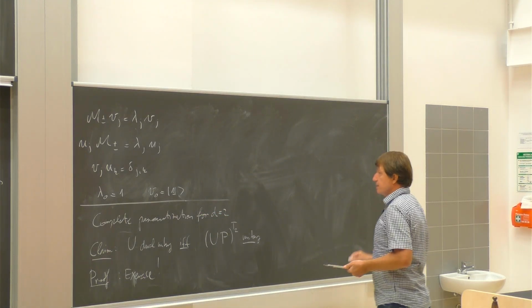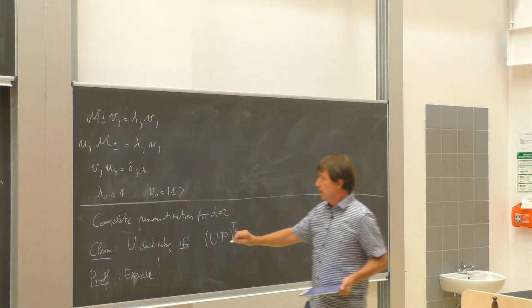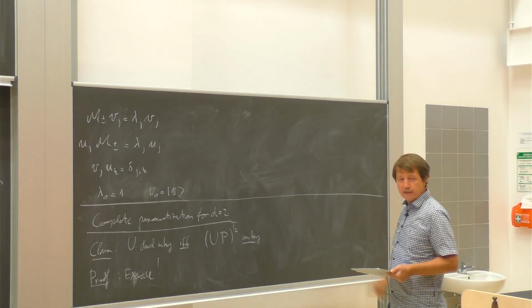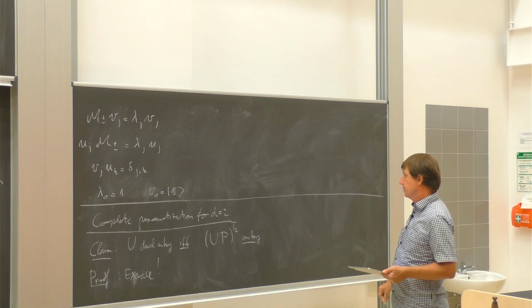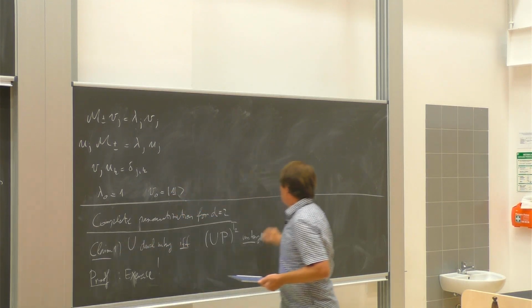So these two claims are actually useful in general. They are not only useful for d equal to 2, but in general. But in d equal to 2, we can explicitly facilitate them. So this is claim number 1. Claim number 2.